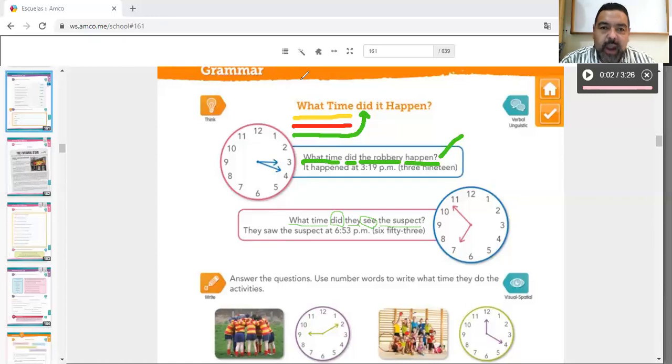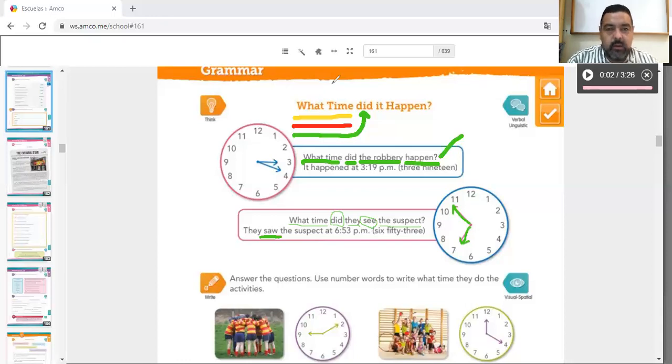And now, when I am going to answer, give me 1 second, kids. They saw. They saw. I think I need this a little bit thicker. Here we go. They saw. Now, this is an affirmative statement, so I have to put the verb see in past tense. They saw the suspect at 6:53 p.m. You see, 6:53, or you can say at 7 minutes to 7. It's a different story. At 7:53.